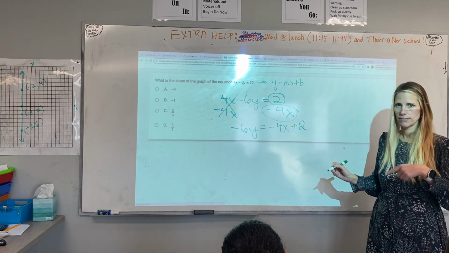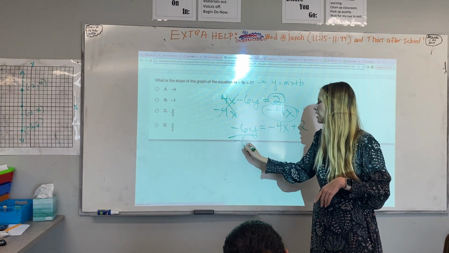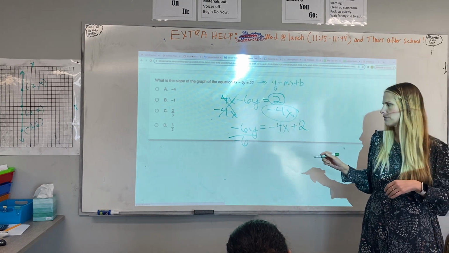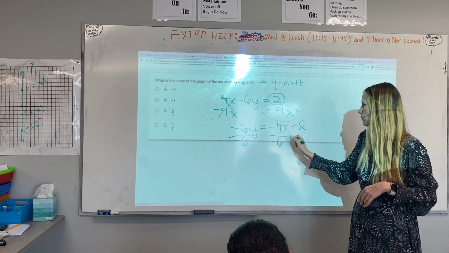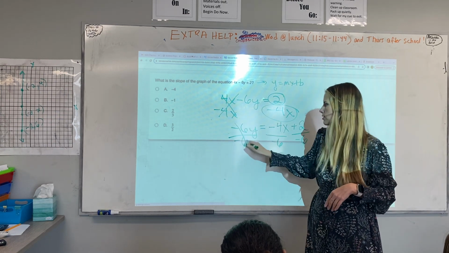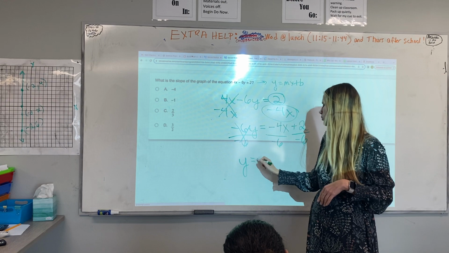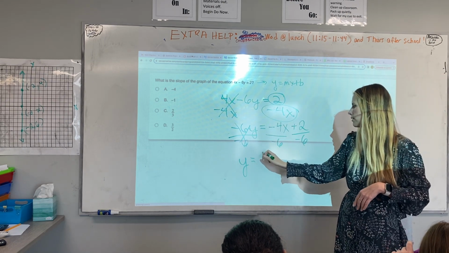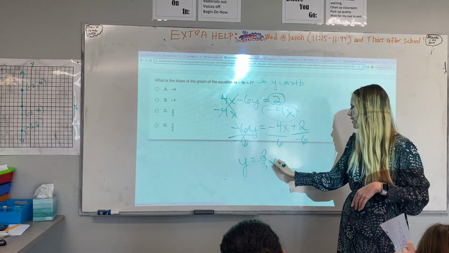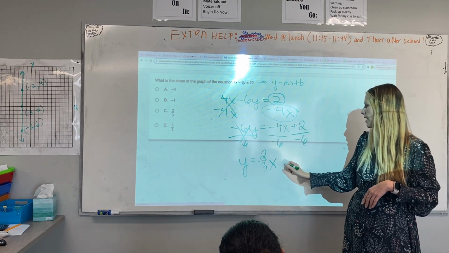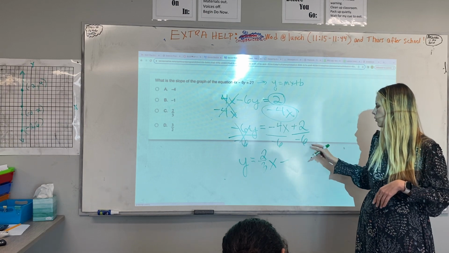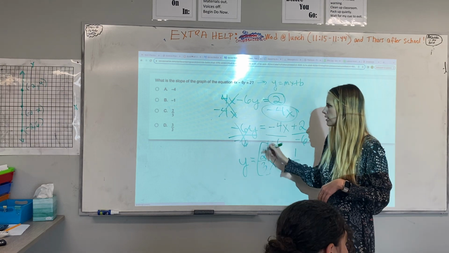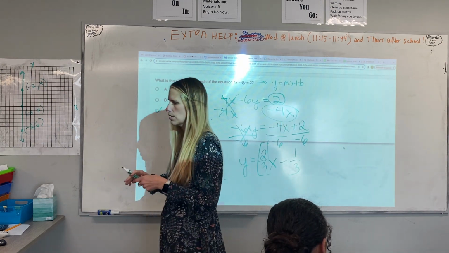Now I divide by negative 6. Do I divide just one of these by 6 or everything by negative 6? Everything. So that cancels out and I have y equals what? Negative over negative is a positive, reduce it and you get 2/3 x, and then a positive and a negative make a negative. 2 over 6 is 1/3, and we have our slope is 2/3.